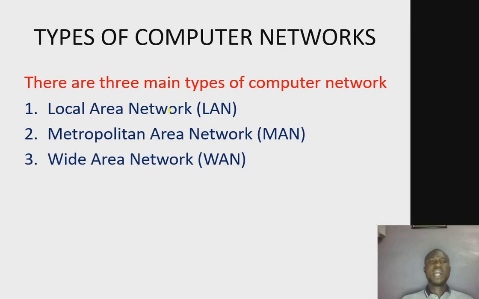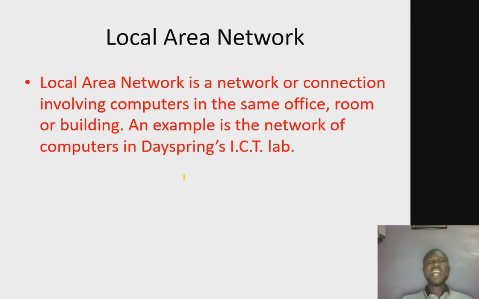There are three main types of computer network. One, local area network. Two, metropolitan area network. Three, wide area network. Now let's look at them in details. Local area network is a network or connection involving computers in the same office, room or building. So if you have 3 or more computers connected and they are all situated in the same room or the same office or in the same building, we call them local area network.